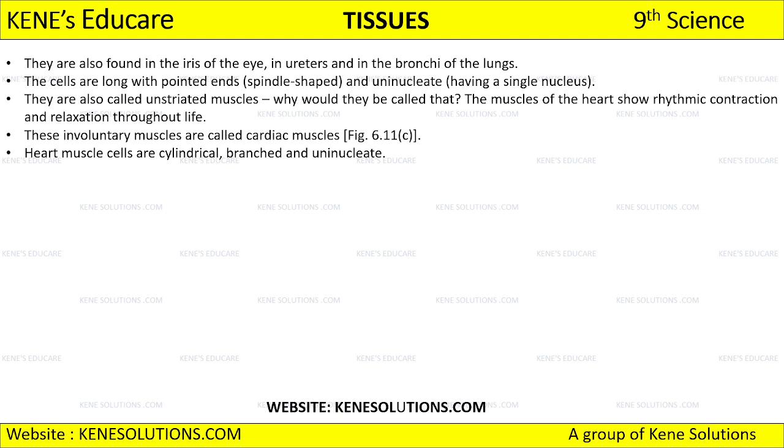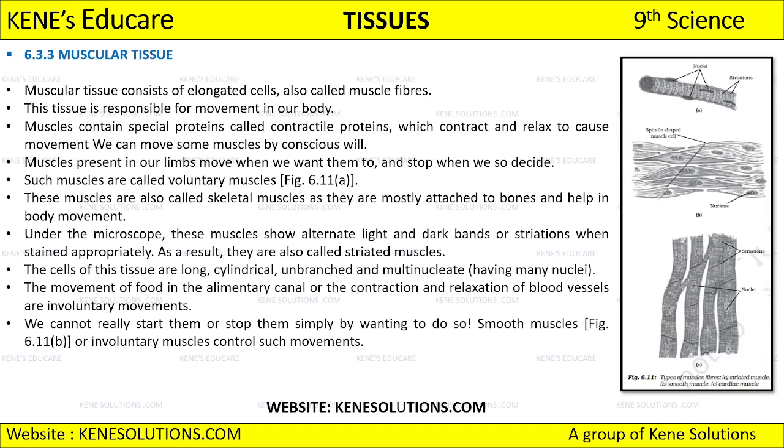The muscles of the heart show rhythmic contraction and relaxation throughout life. It is not under our control to stop the beating of the heart, the rhythmic contraction and relaxation of the heart, right? So these involuntary muscles are called cardiac muscle. What do we call them? Cardiac muscle. So we have heart muscle cells which are cylindrical, branched, and uninucleate. So there's a differentiation.